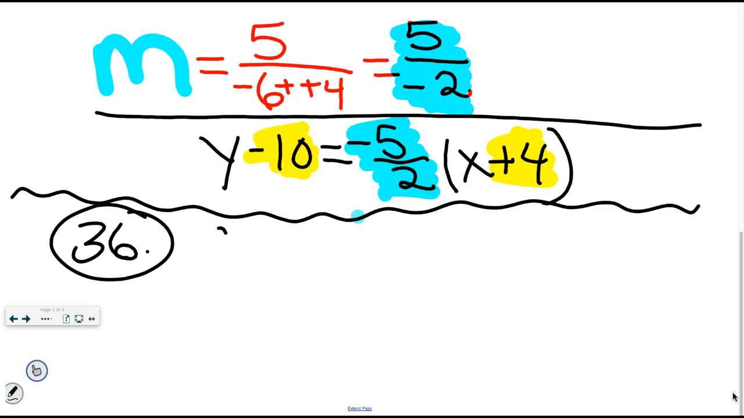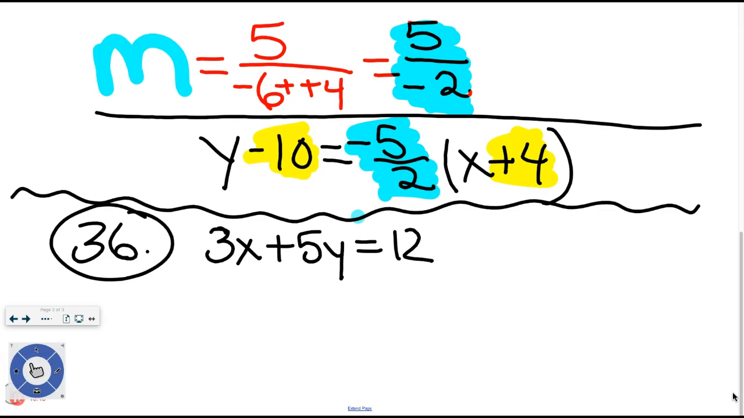It says to graph the line 3x plus 5y equals 12. So 3x plus 5y is equal to 12. Whenever you're asked to graph a line, you need to solve it for y. So regardless of how it's presenting itself, you need to go get y equals.